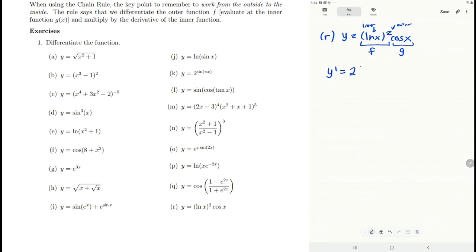So the derivative is 2 times the natural log of x to the power of 1. And then we multiply this by the derivative of the natural log, which is 1 over x. We multiply this by g, and then we add this to f, so the natural log of x squared, times the derivative of g, which is negative sine. So this can be written as 2 over x times the natural log of x cosine of x minus the natural log of x squared times the sine of x.